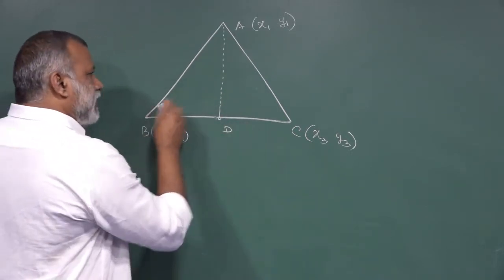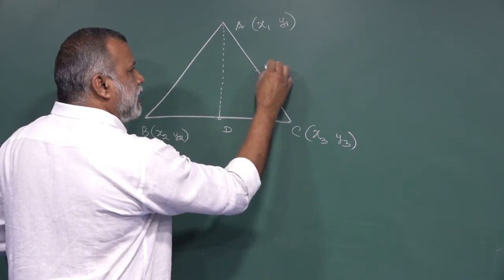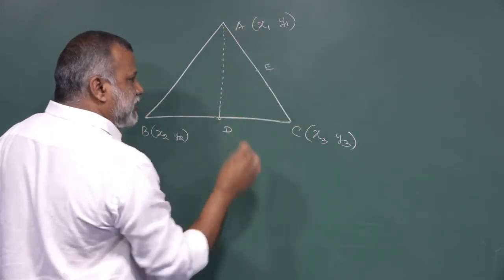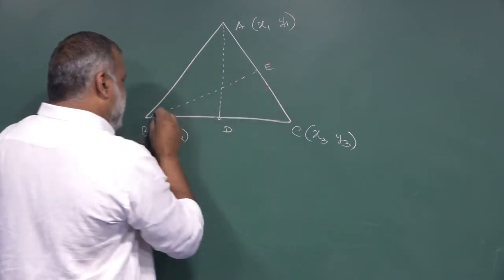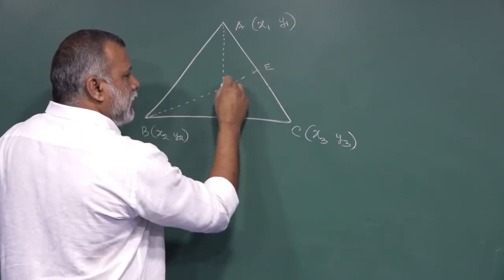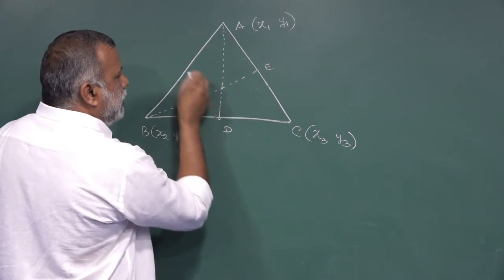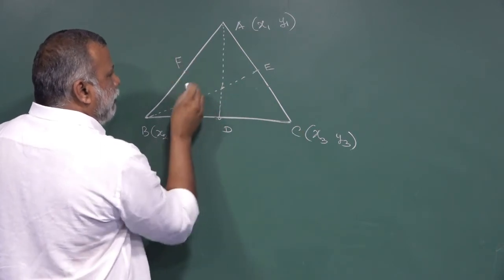In the same way, if I select E here, E is the midpoint of AC. Then if I connect these two, this is BE. In the same way, for C, I am taking F as the midpoint.